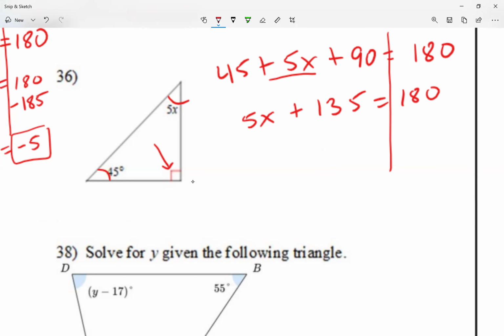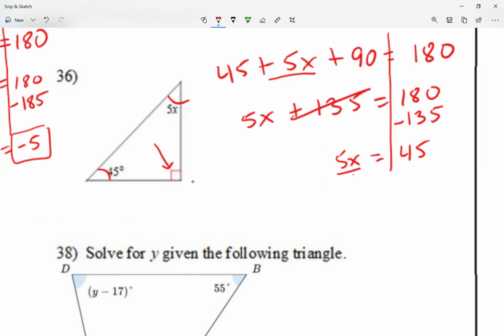Okay, I want to have 5x by itself. So this plus 135, I'm going to move it to the other side as a minus 135. Don't forget to switch the sign. So here I have the 5x equals, now 180 minus 135 is 45. I have 5x equals 45. The x is not by itself. There's a 5 in front of it. So let me divide both sides by 5. So I get x is equal to 9, right? 45 divided by 5 gave me 9. Okay.